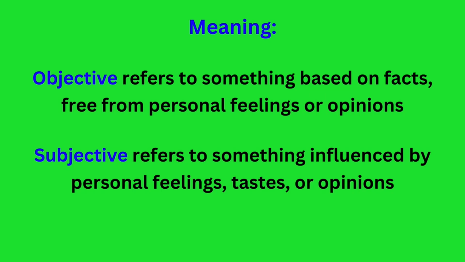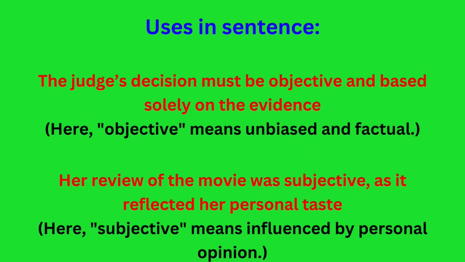Meaning: objective refers to something based on facts, free from personal feelings or opinions. Subjective refers to something influenced by personal feelings, tastes, or opinions. In a sentence: the judge's decision must be objective and based solely on the evidence. Here, objective means unbiased and factual.